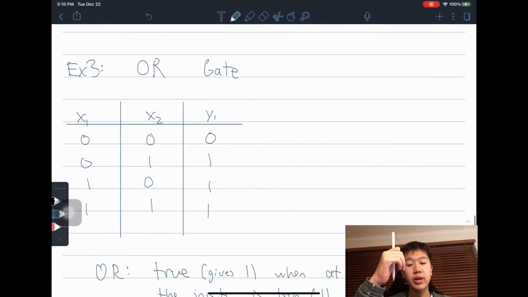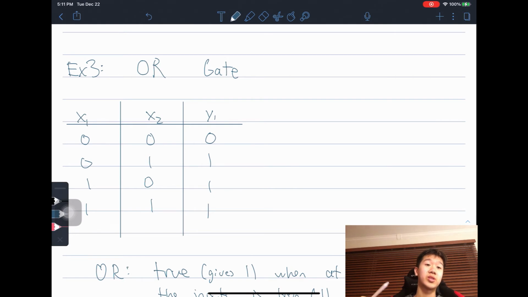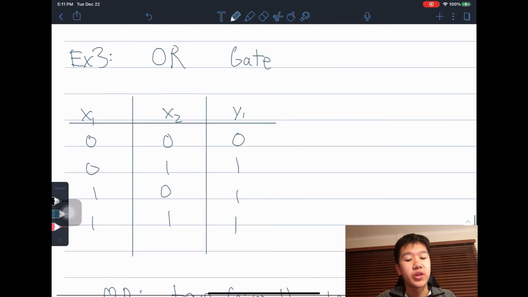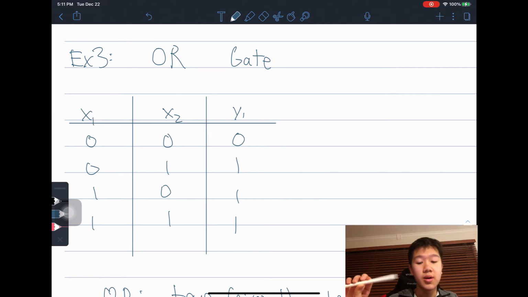We're now going to do the OR gate. So we have x1 and x2, and basically the OR gate gives true when at least one of the inputs is true. So when x1 or x2 is true, y1 is true. To make a formula for it, we want it so that when 0 plus 0, which gives us 0, the threshold must be bigger than 0. But we also want it to become a class of 1 when you do 0 plus 1, for example, which is 1. So the threshold must be between 0 and 1.